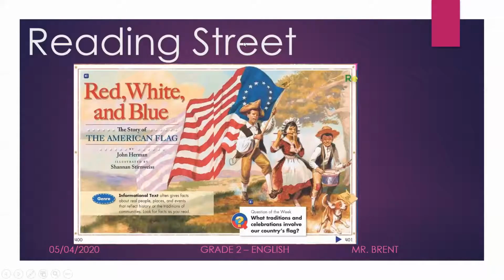Good day, students. Today we are going to have a reading lesson in our storybook, Reading Street, about the colors red, white, and blue, the story of the American flag. And as we know, the colors red, white, and blue are represented through the American flag. This symbol represents a lot. America is famous for a lot of things and has influenced many countries.